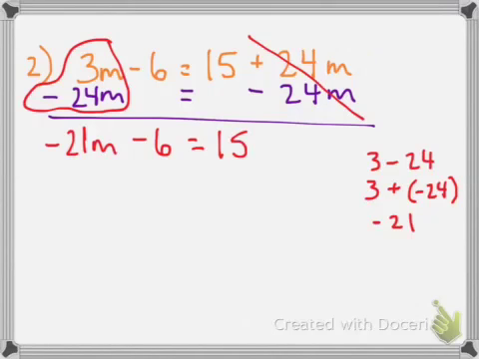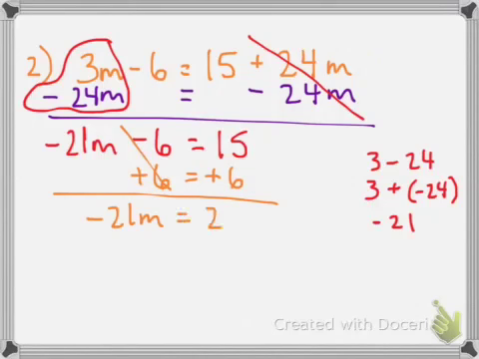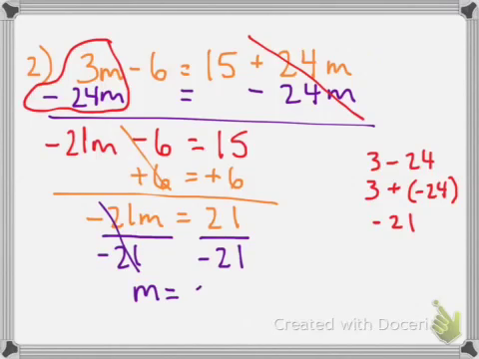So my next step, I'm going to add 6 to both sides because that's the inverse of subtracting 6. And I'm left with negative 21m equals 21. And then my last step, I'm going to divide by my coefficient. My entire coefficient is negative 21, not just 21, but negative 21. So I divide both sides by negative 21, and I get m equals negative 1, sorry. Because a positive divided by a negative is a negative, so negative 1.